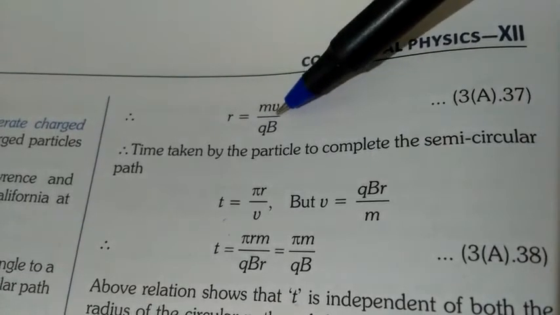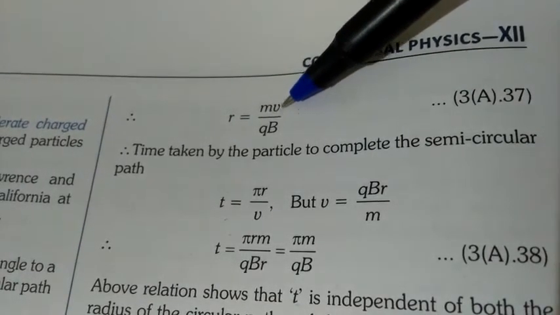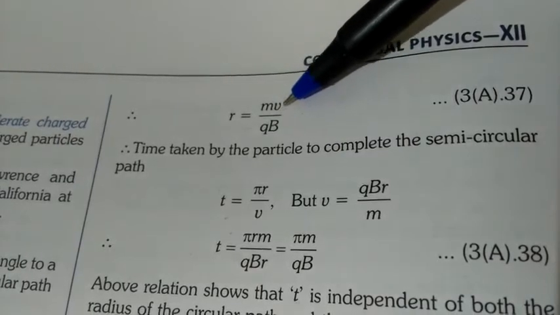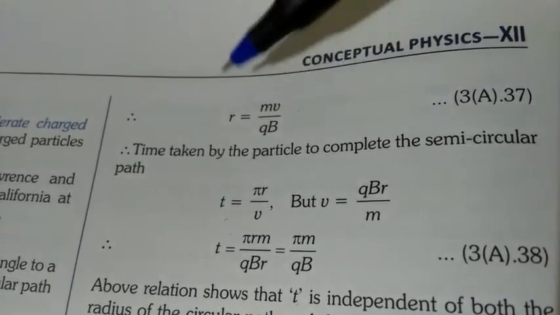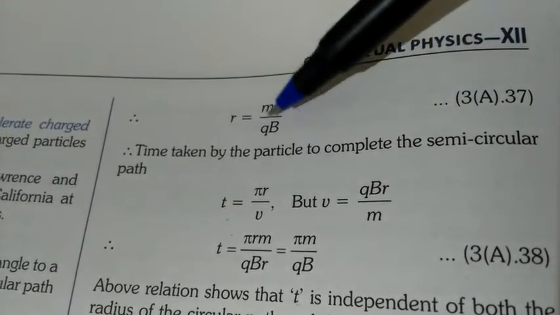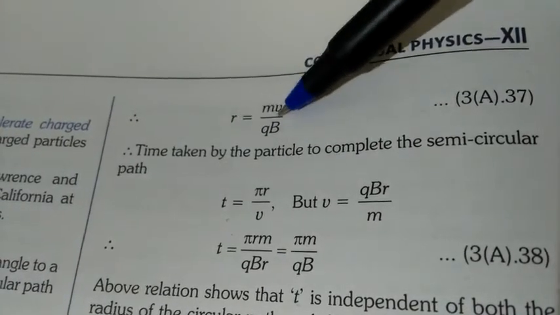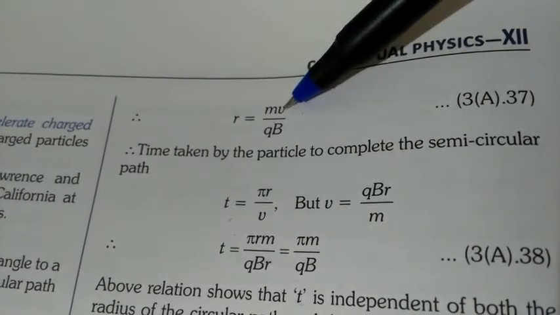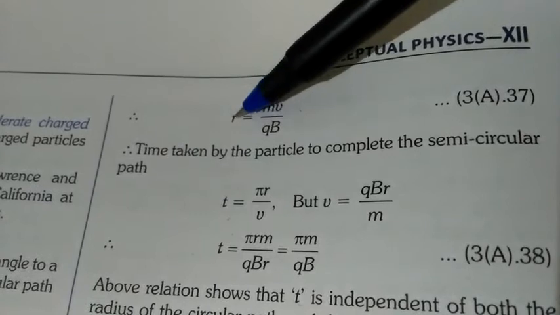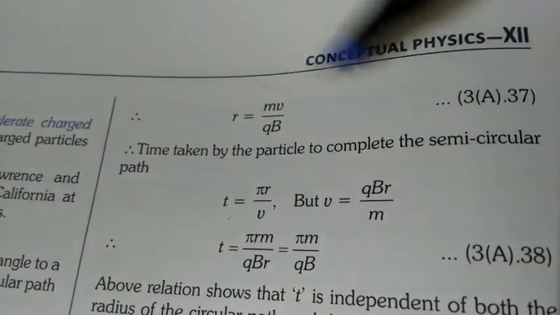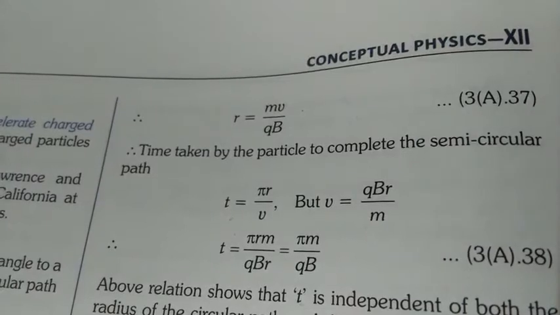When we increase the velocity, the particle gets accelerated because of the electric field. So when we increase the velocity, the radius increases. Now you understand the relation between increase in velocity and radius. If the velocity of the particle increases, the radius also increases, and that's why the particle moves in the form of a spiral.